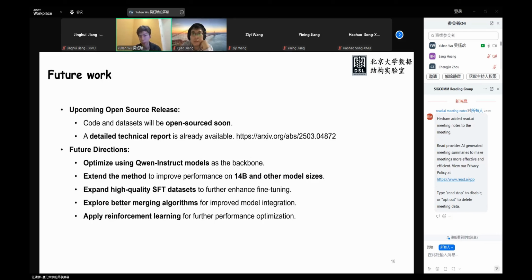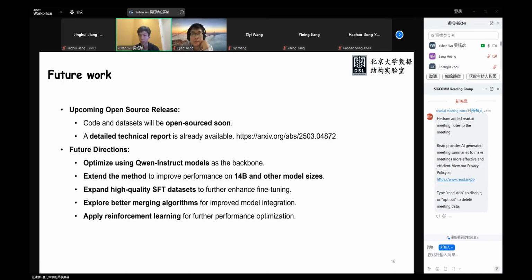Okay, finally, we are committed to open sourcing our code and datasets too. Additionally, our technical report already provides extensive details for those interested in our model. Looking ahead, there are several key areas for future research and improvements.